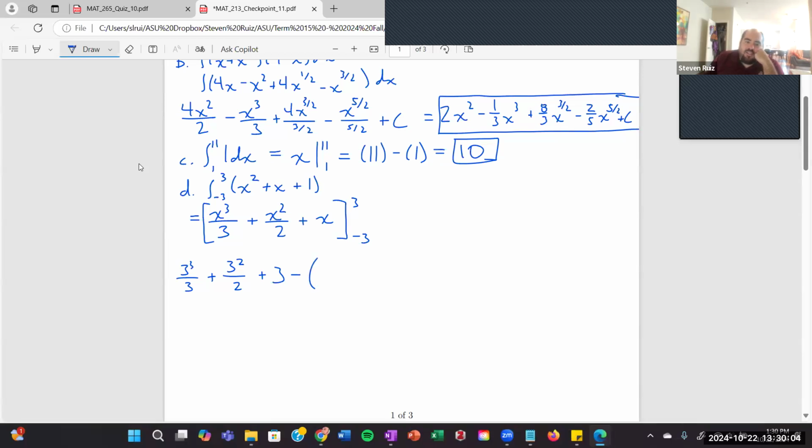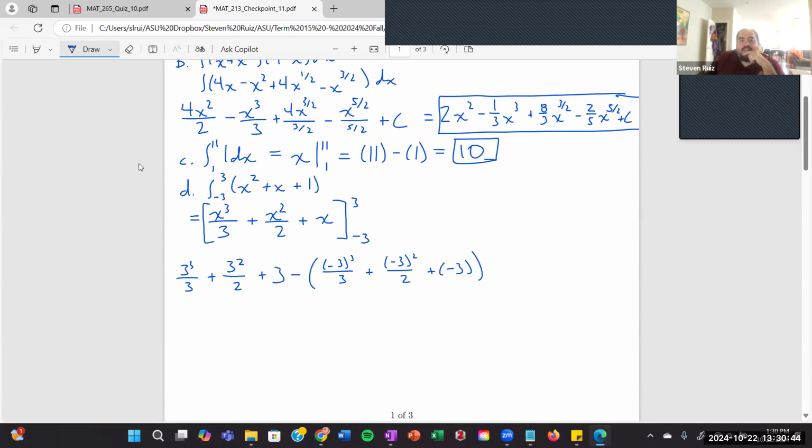Another thing I'll warn you about is that when you're doing a definite integral, you're always going to have to subtract whatever the result is when you plug in your lower limit of integration in your antiderivative. So if there are multiple terms like there are now, make sure you subtract off all of them. Make sure you have parentheses here. So this is going to be -3 cubed over 3 plus negative 3 squared over 2 plus negative 3. So let's clean this up a little bit.